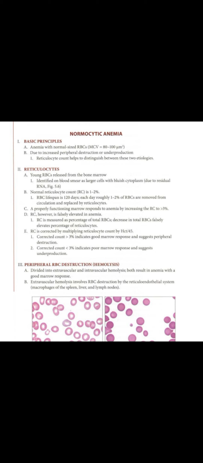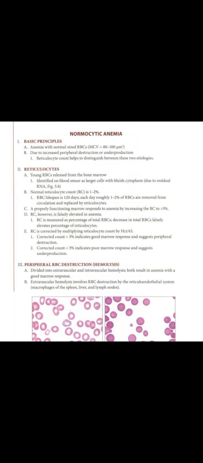A properly functioning marrow responds to anemia by increasing the reticulocyte count to more than 3%. The reticulocyte count, however, is falsely elevated in anemia. It is measured as a percentage of total RBCs, so a decrease in total RBCs falsely elevates the percentage of reticulocytes.